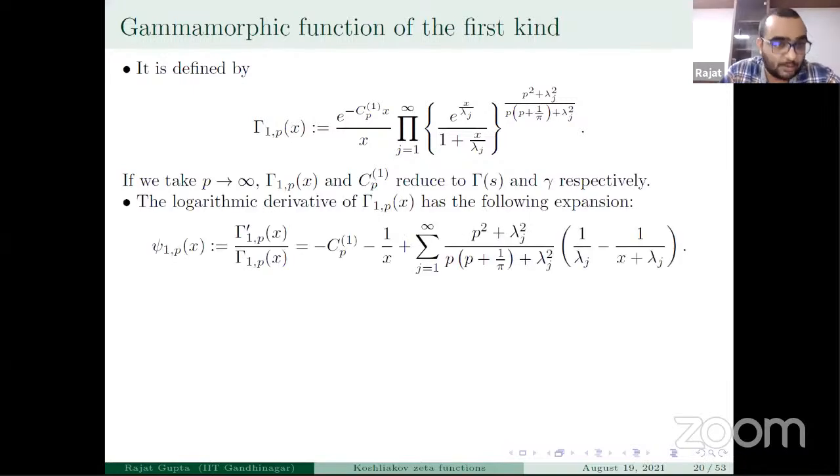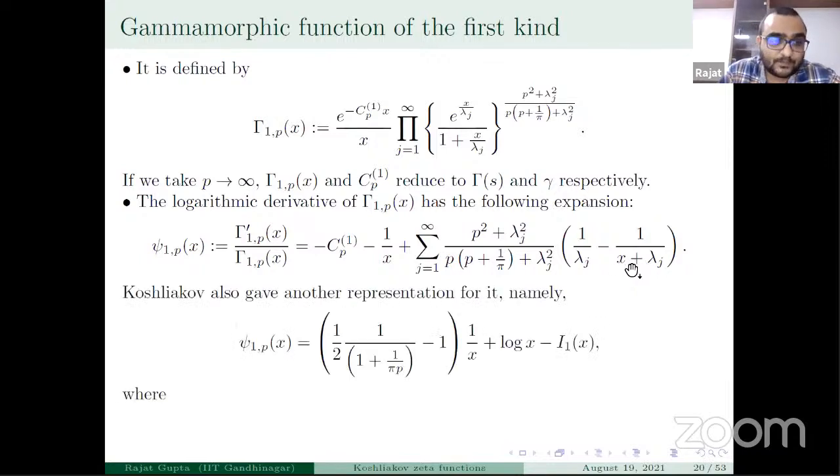then you will get a generalization of the digamma function, which we denote by psi 1 of p comma x, and it has the following series representation. It is due to Koshlikov. From here you can see that it has a pole at x equal to 0, poles at x equal to minus lambda j, as well as a pole at x equal to infinity.